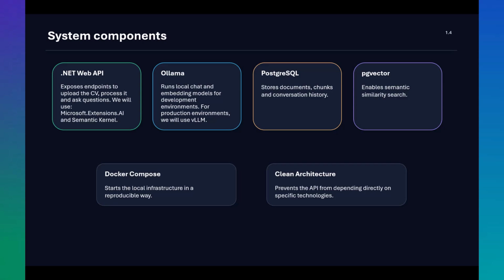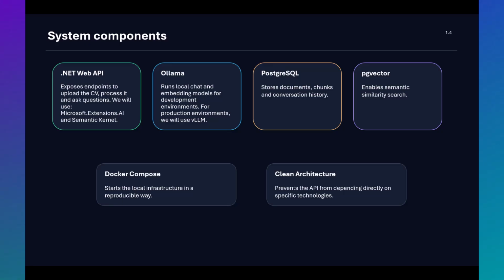The second component is Ollama. Ollama will allow us to run local chat and embedding models in a development environment. For production environments, we can consider alternatives such as vLLM.